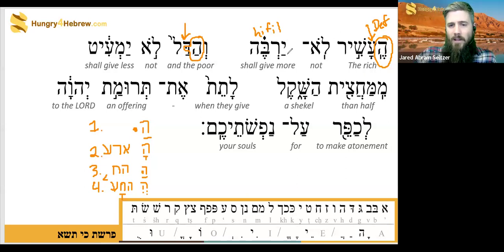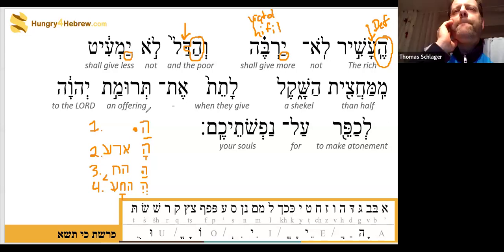So that patach right there is the only way you'll know that it's a hif'il. Patach shows up in the yiktol forms of hif'il. Good. So he will not cause abundance. He shall not give more. Vehadal, dal is poor, lacking. Lo yam eat. Is this a hif'il?